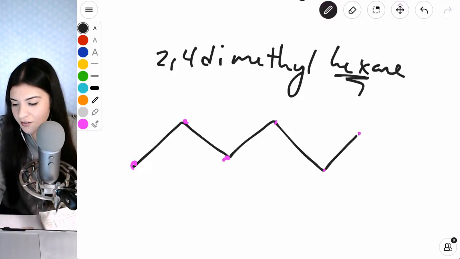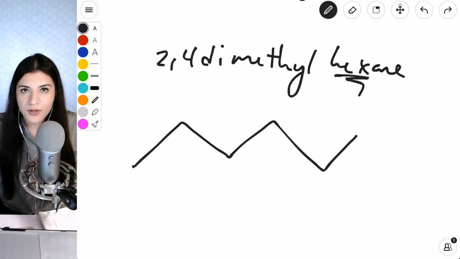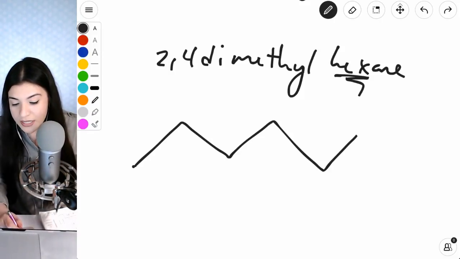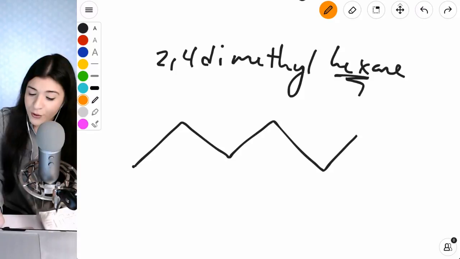When I found that trick, my life was changed in OChem and it made my life a little bit easier, because I was always drawing too many beforehand. So, okay, there's that. Now, next, what I'm going to do is state the location of that methyl group.